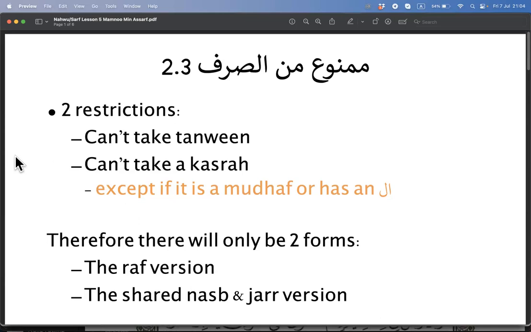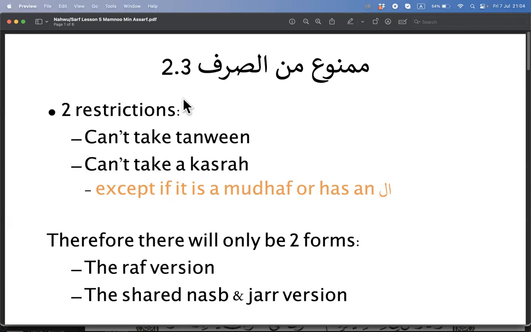Okay. So today we're going to do mamnu' min as-sarf. Mamnu' means prevented from change. So this is basically like a branch of mu'rab words. Okay, your Muslim chart, you can see from the rafa to the nasab to the jar, they change, right? So this one is prevented a bit from changing.